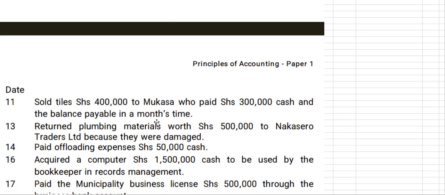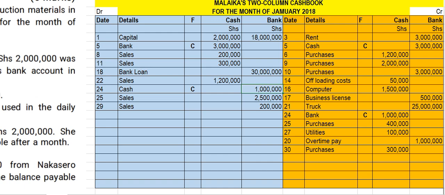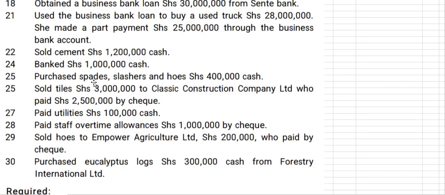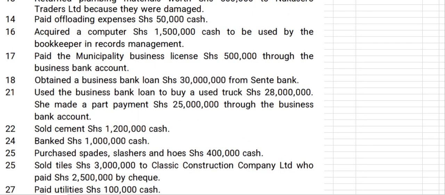Paid offloading expenses, shillings 50,000 cash. This is a payment, so the cash book has to be credited. Offloading costs 50,000. That's on 14th. So we'll record that. Then acquired a computer, shillings 1.5 million cash, to be used by the bookkeeper in records management. This is a credit to the cash book. 16th, computer, cash, we record it as you can see here, in the cash column.